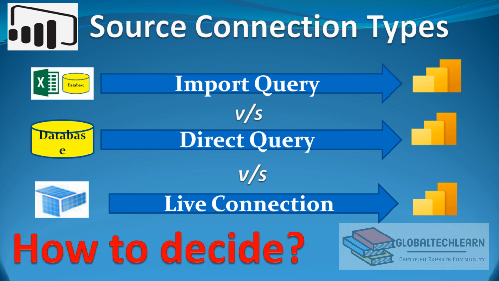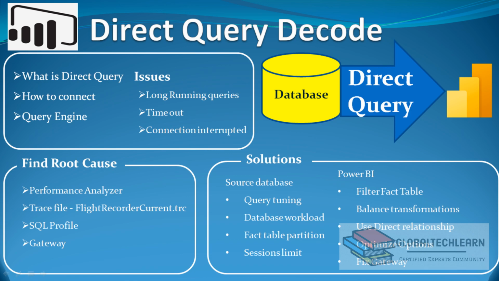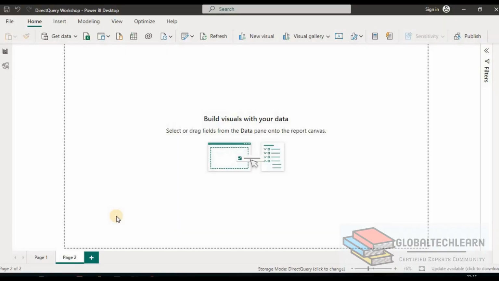Now let's start with what is direct query. Direct query is the connection type in Power BI where Power BI connects to the source database and generates the native query that works with the source database, and then sends this native query to the source database while the user interacts with the report. Now let's see how we can connect to the data source using direct query connection from Power BI.